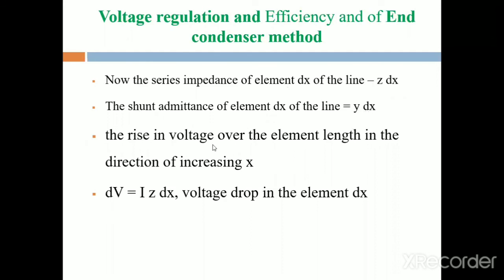The rise in voltage over the element length in the direction of increasing x, that is dv, is equal to Iz dx. This is the voltage drop in the element dx. dv is equal to Iz into dx.